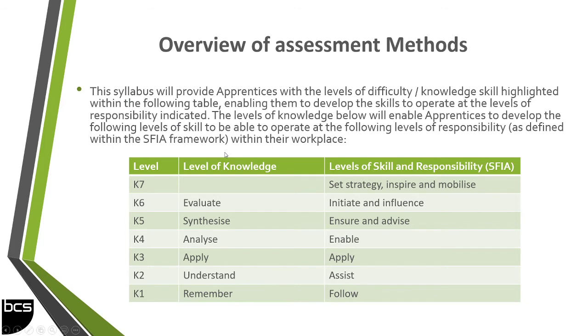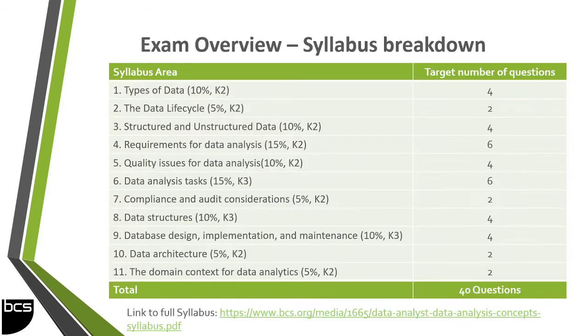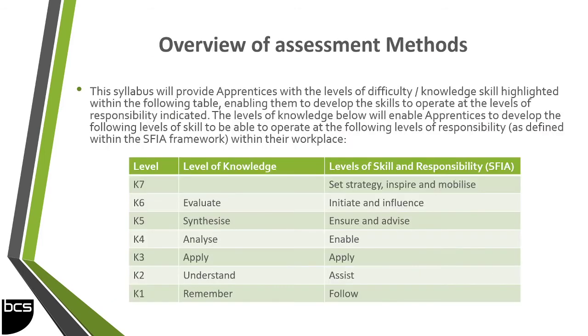So here's an overview of the assessment method. As we discussed within this, you've got K2 and K3, okay? So the syllabus will provide apprentices with a level of difficulty knowledge and skills highlighted within the following table, enabling them to develop the skills to operate at levels of responsibility indicated. The levels of knowledge below will enable apprentices to develop the following levels of skill to be able to operate at the following levels of responsibility. It's quite a tongue twister.